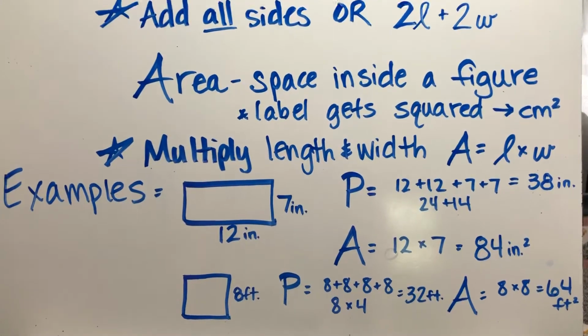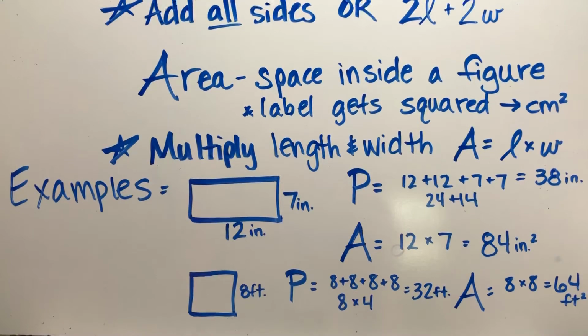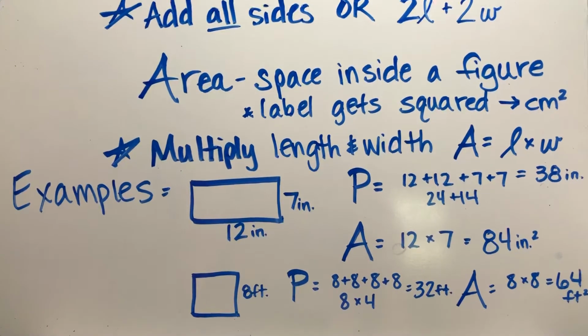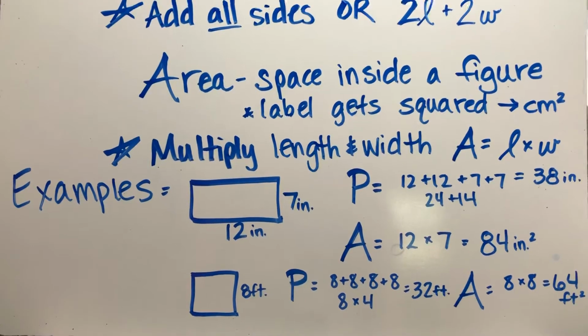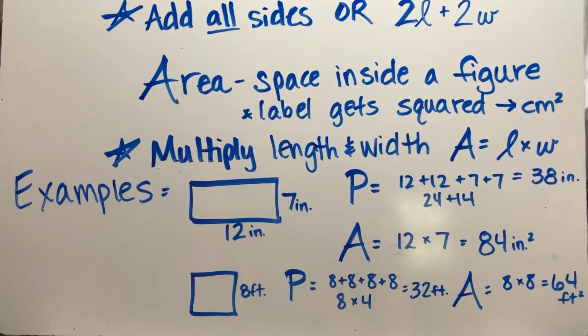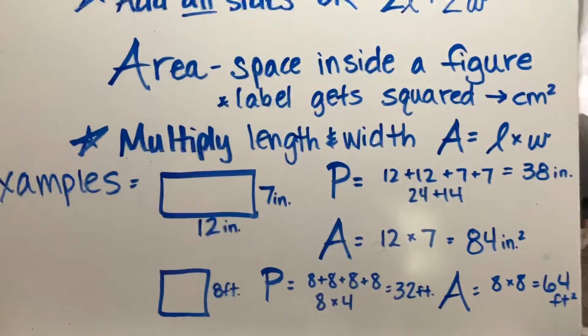And as you notice, in my label, I had to put the squared because it's about not the volume necessarily, but it's the space inside of a figure. So we're talking about something that has depth. And so I have to say 84 inches squared.